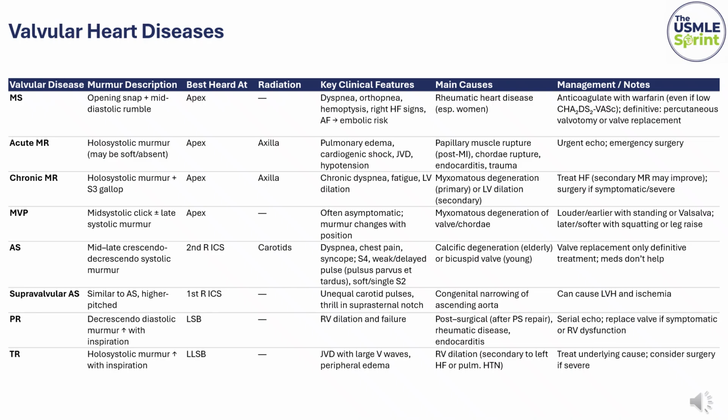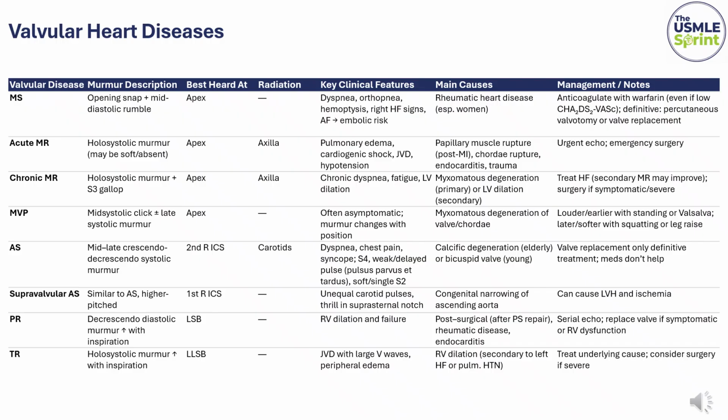In acute MR, the left atrium and left ventricle are still normal in size, so the sudden regurgitation causes a massive pressure rise in the left atrium, leading to acute pulmonary edema and sometimes cardiogenic shock. The murmur can be soft or even absent because there's not much pressure gradient between the chambers. These patients are in crisis, hypotensive, with pulmonary crackles, jugular distension, and cool extremities.